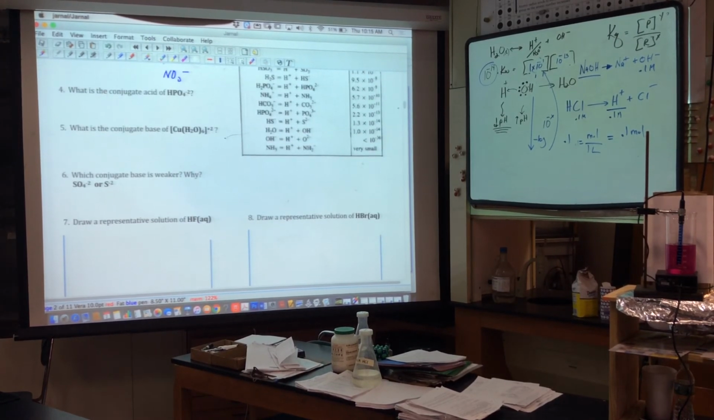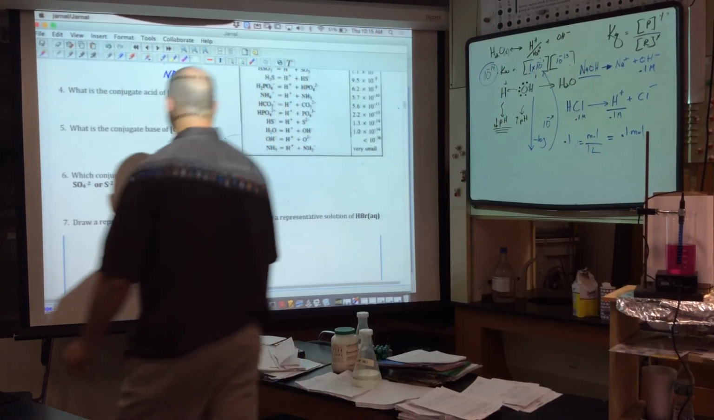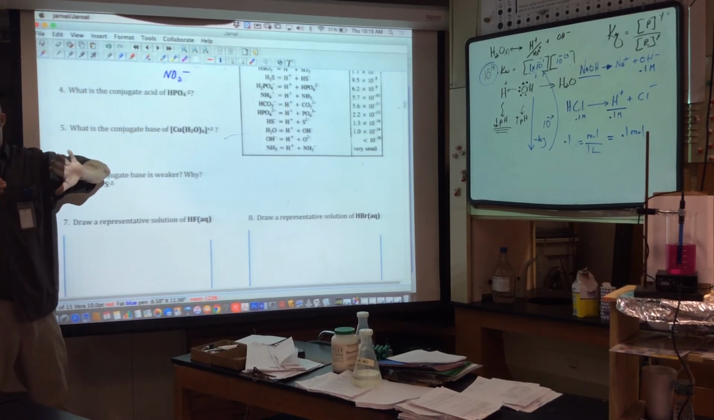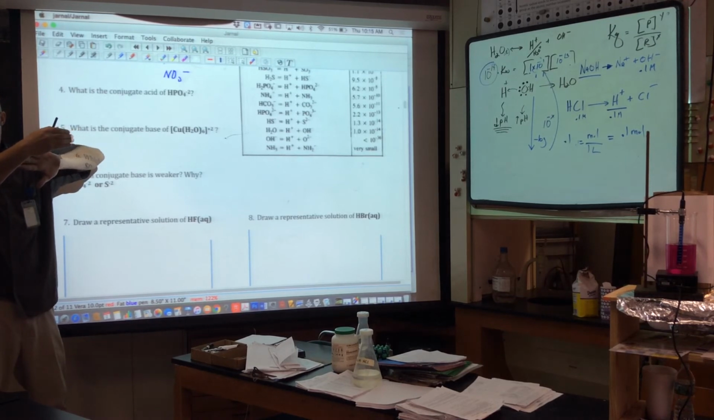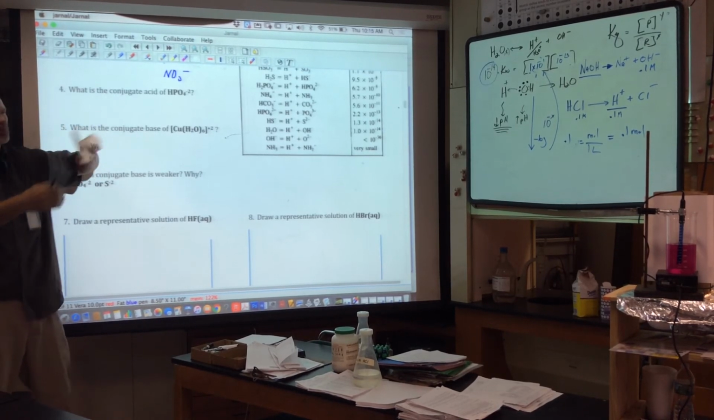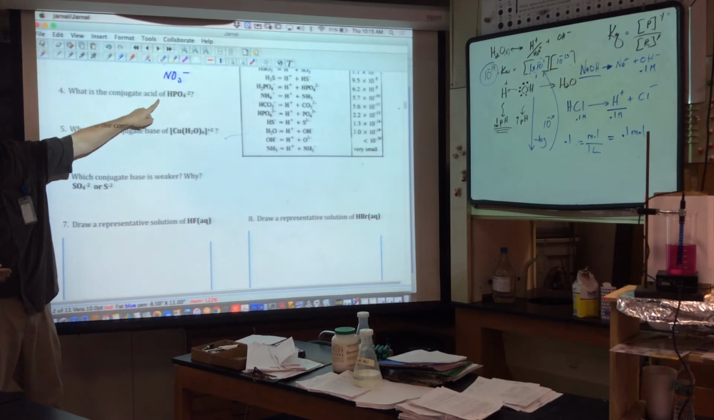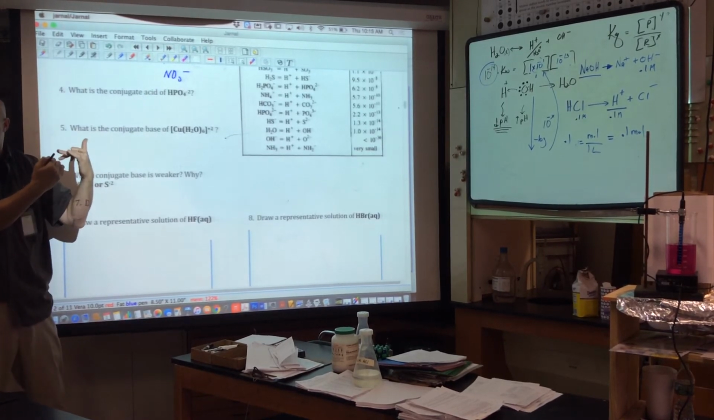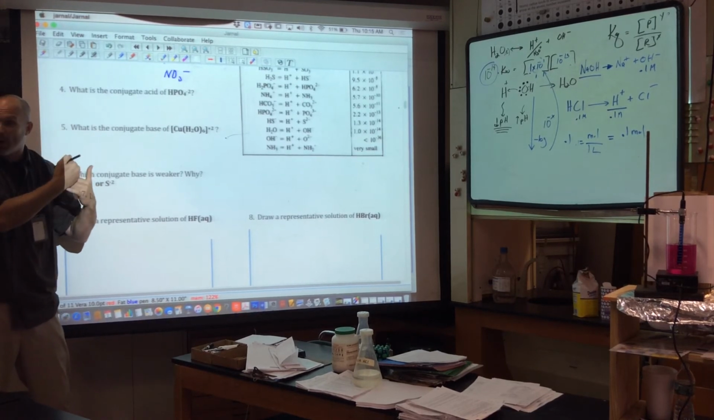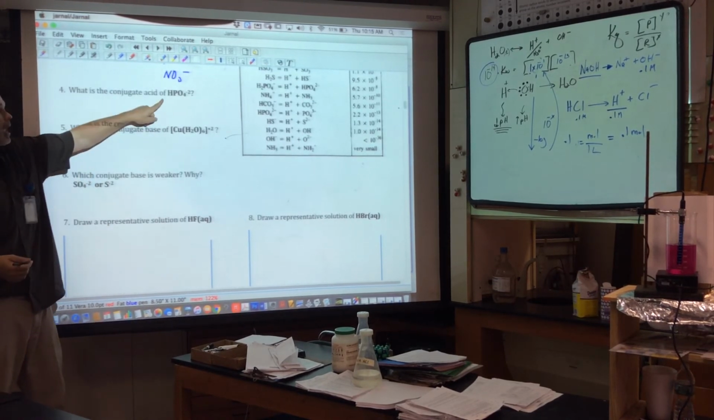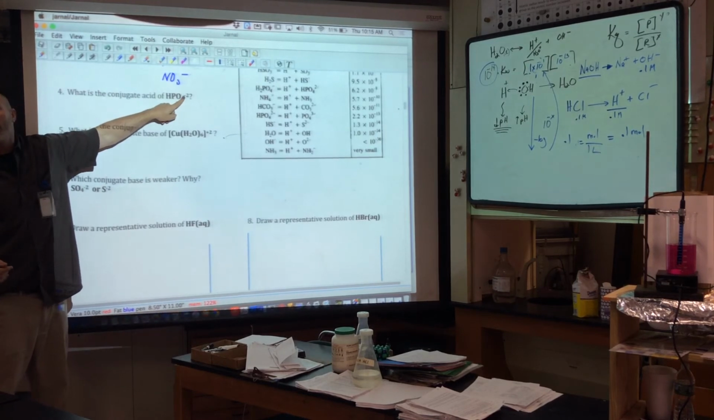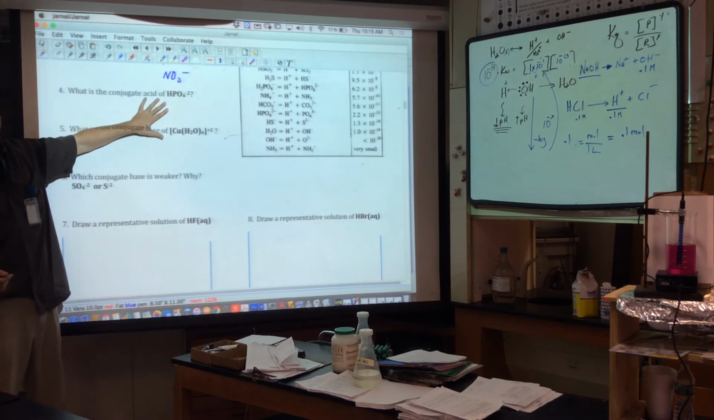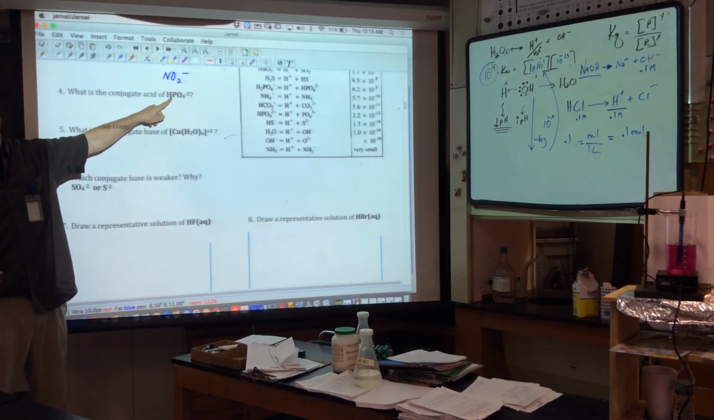What's the conjugate acid of HPO4 negative 2? Hold on. I want the form of the conjugate. I want its pair when it becomes an acid. Right now it must be a what? A base. What do bases do? Accept. So what will this look like after it accepts and has one more H? H2PO4 negative 1. The acid will always have one more H than the base.